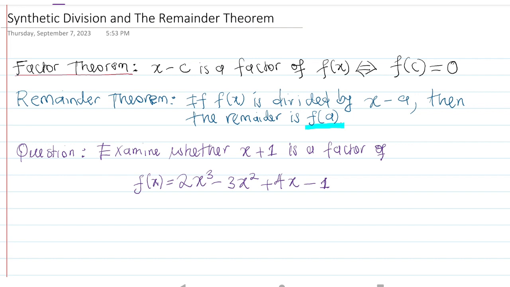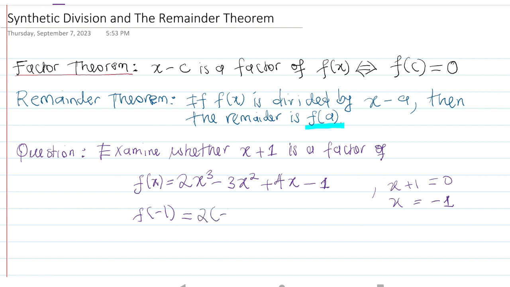Let us give a quick example by examining whether x plus 1 is a factor of this given polynomial. So given x plus 1, what is the value of c? The value of c is very simple. You just solve x plus 1 equal to 0, which implies x is equal to negative 1. So we are going to use the factor theorem. So we are going to see what is the value of this function evaluated at negative 1.